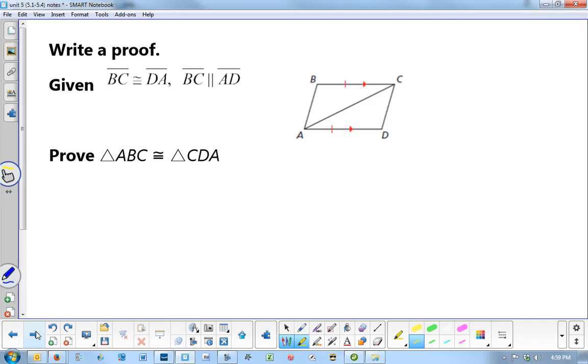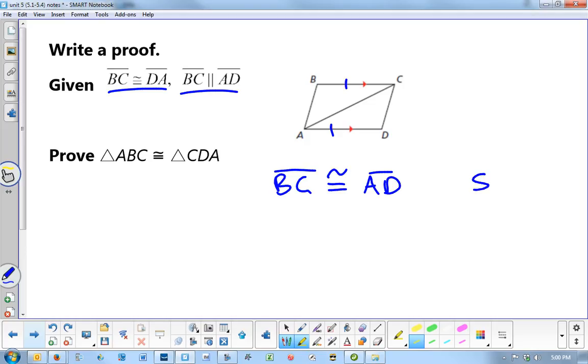Okay, so here's how it goes. We're going to do a little proof. We've got some given information. DC is congruent to DA. All right? So BC, that's marked as congruent to DA. And we know the lines are parallel like it says here. Okay? So we want to collect some information. We know that BC is congruent to AD. All right? That's one side.